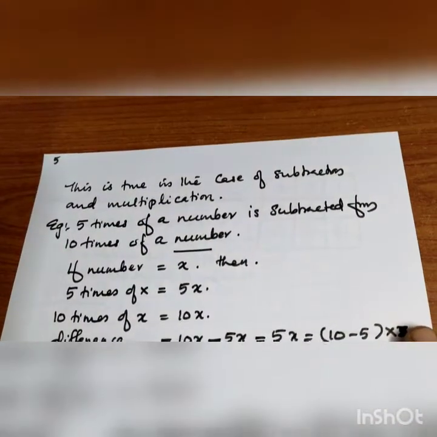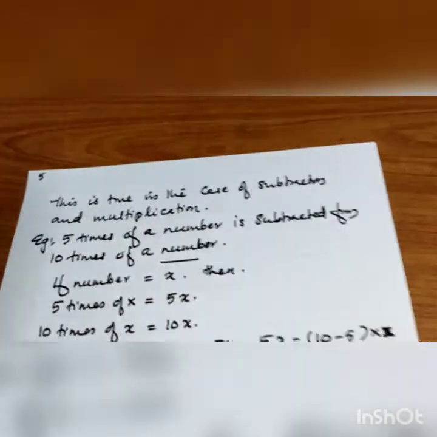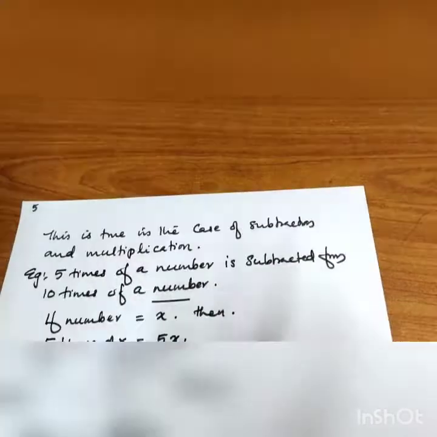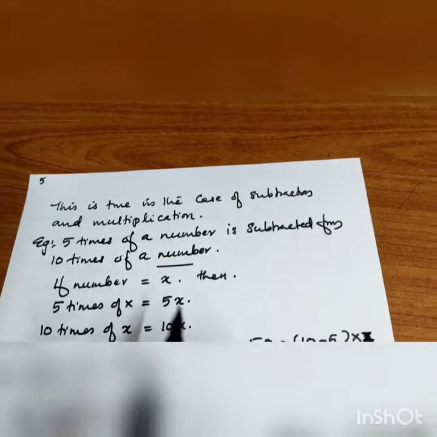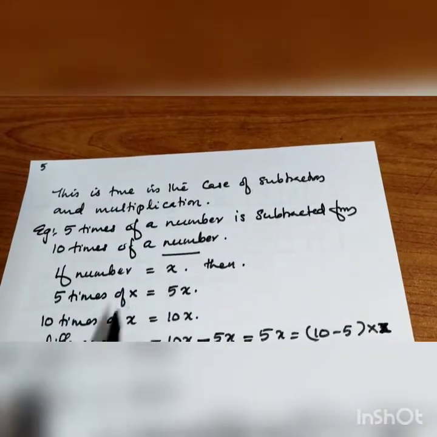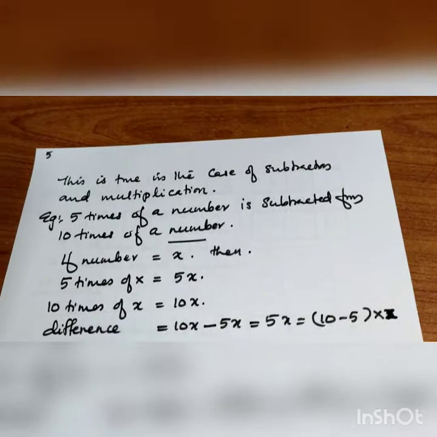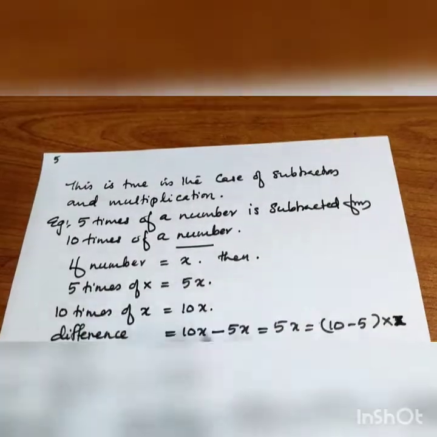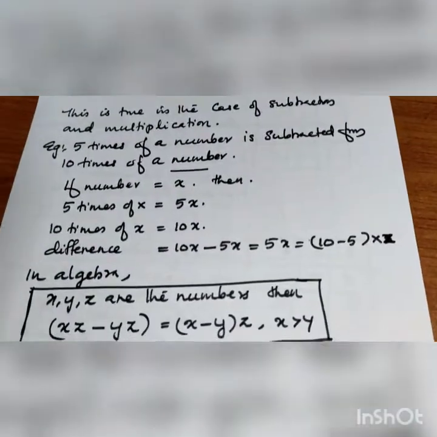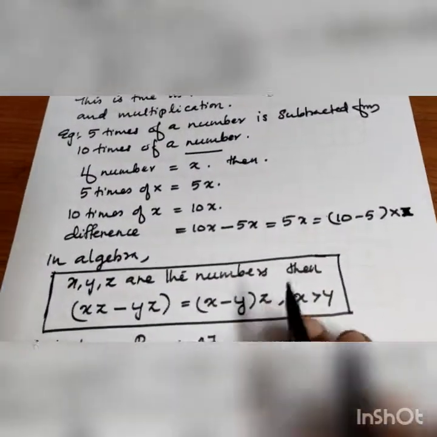This is true in the case of subtraction and multiplication. For example, 5 times a number is subtracted from 10 times a number. If a number is x, 5 times the number is 5x, 10 times the number is 10x. 10x minus 5x is 5x. Or 10 minus 5 is 5, 5 into x is 5x.